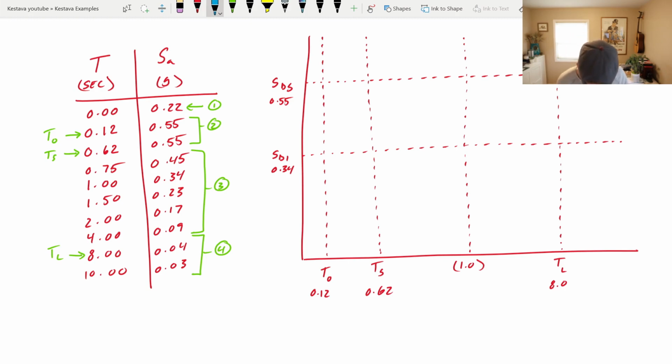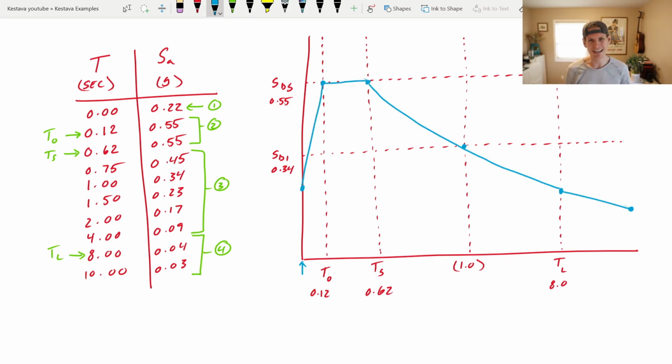S sub A is 0.22 at a period of 0 seconds. So 0 being the beginning. That's going to land us somewhere along here. And then the next point of 0.12, which gets us an acceleration equal to S sub DS. And then from here, your spectrum remains constant until T sub S, which is located here. And at 1 second, we have 0.34, which is S sub D1. And then at your long period, we have a value of 0.04, which is going to be pretty low here. And then we have a value further out past your long period. And if we put all those together, you get the following.